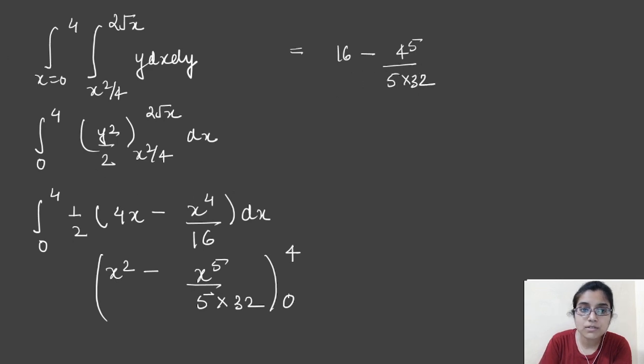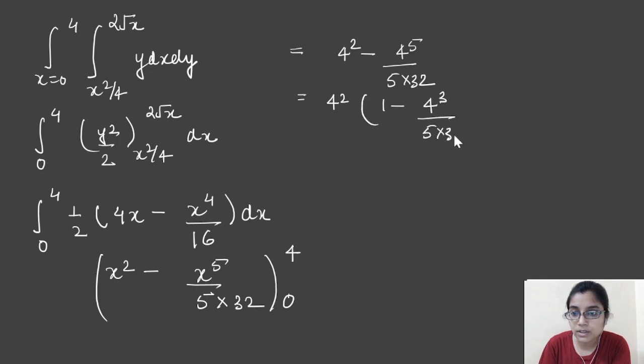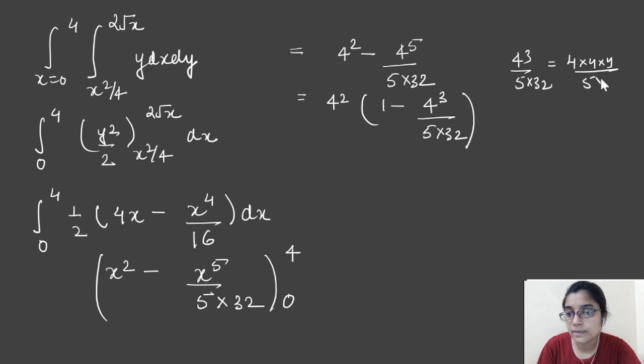No problem. So do one thing. What we can do here is that we can make this calculation a little easier. We'll keep it 4 square only. So now we will take 4 square as common. So it is going to be 1 minus 4 cube, and this is your 5 into 32. So here also we can do a little calculation. 4 cube by 5 into 32. So we know that this is 4 into 4 into 4 divided by 5 into 32. So this is 16. It is 2 times 32. Then here we got 2.